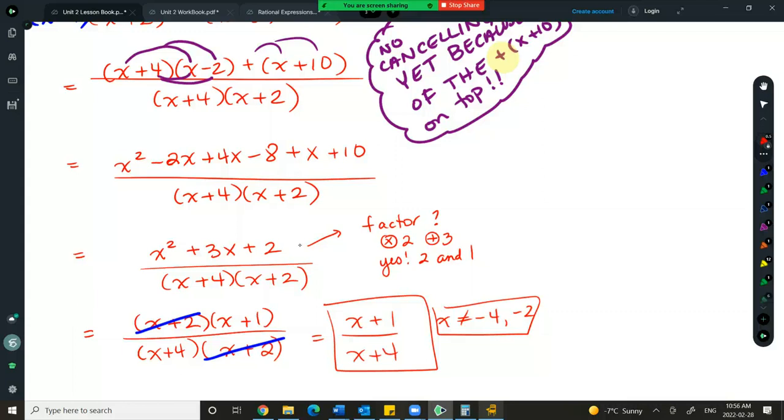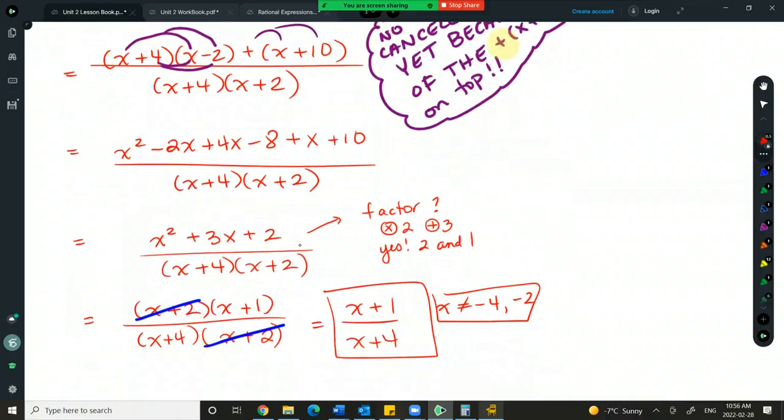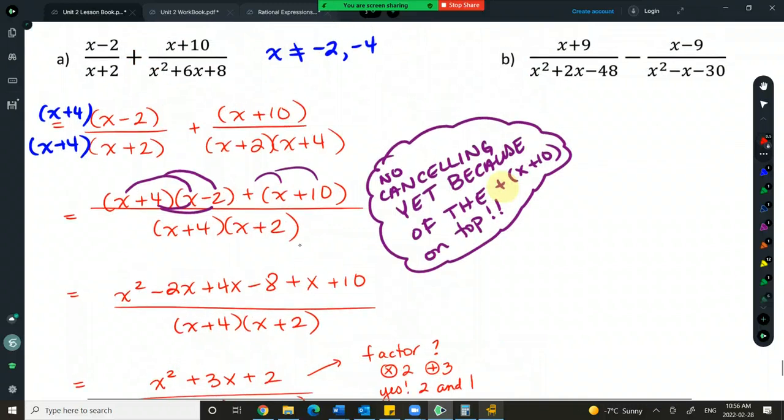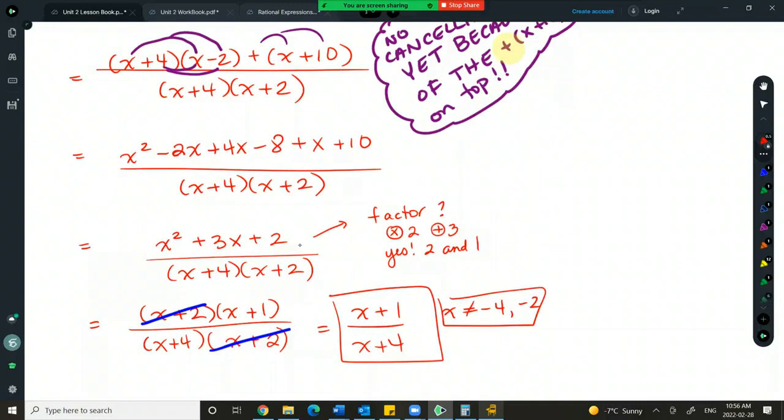Okay, so a couple more steps for addition and subtraction. The big things here are this step where we make sure that we don't start canceling yet because of the plus, or sometimes maybe there's a minus there. We have to expand and simplify the numerator and then check to see if we can refactor. So this should be the simplest form of what we started with above. Any questions on this?